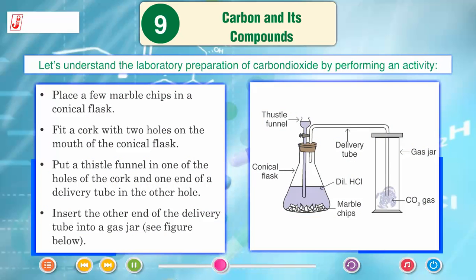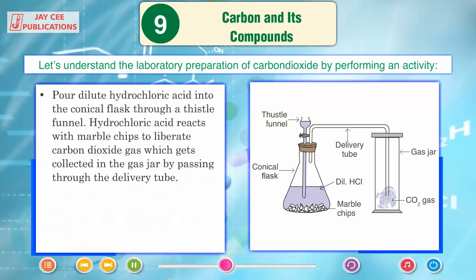Place a few marble chips in a conical flask. Fit a cork with 2 holes on the mouth of the conical flask. Put a thistle funnel in one of the holes of the cork and one end of a delivery tube in the other hole. Insert the other end of the delivery tube into the gas jar, see figure below. Pour dilute hydrochloric acid into the conical flask through a thistle funnel.